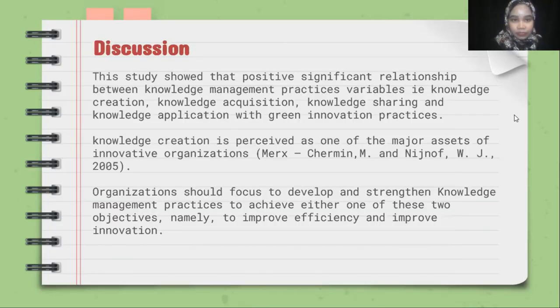Next, for the discussion, this study shows a positive significant relationship between knowledge management practices variables such as knowledge creation, knowledge acquisition, knowledge sharing, and knowledge application with green innovation practices. Knowledge creation is perceived as one of the major assets of an innovative organization. This is according to Mertins, Heisig, and Vorbeck 2005. Lastly, organizations should focus on developing and strengthening knowledge management practices to achieve either one of two objectives, namely to improve efficiency and improve innovation.